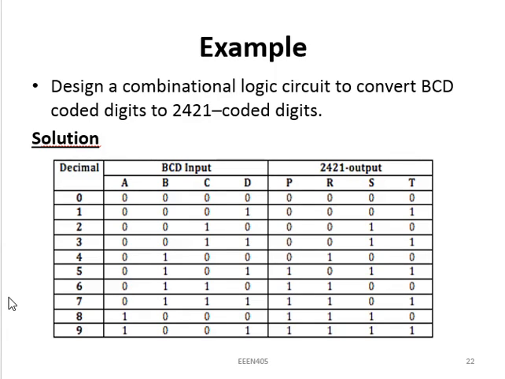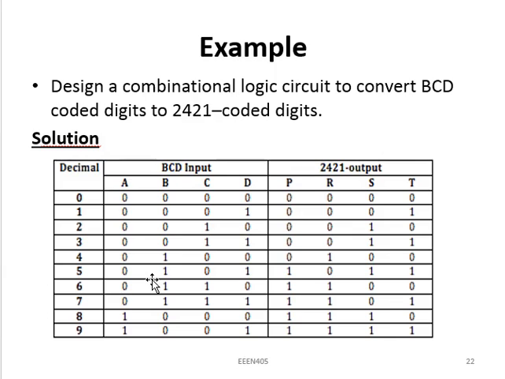Now, as I told you, we will be given the input signal, which is said to be BCD here, and the output signal, which is 2421 coding. And now, what I was saying is this: my inputs are represented by A, B, C, and D, and the outputs are represented by P, R, S, and T. Now, what I will do is to find the Boolean expression for P in terms of A, B, C, and D, the Boolean expression for R in terms of A, B, C, and D, the Boolean expression for S and T, all of them in terms of this.